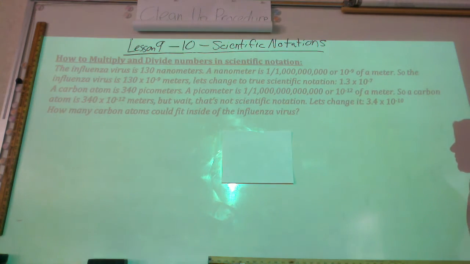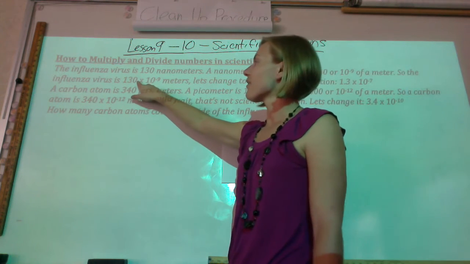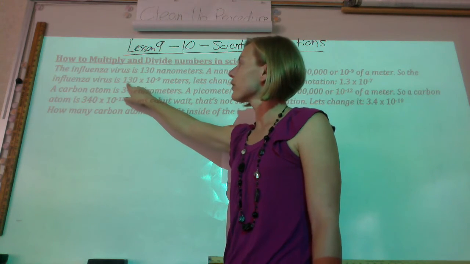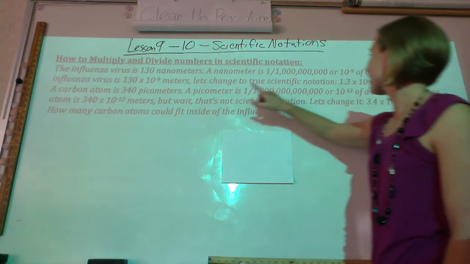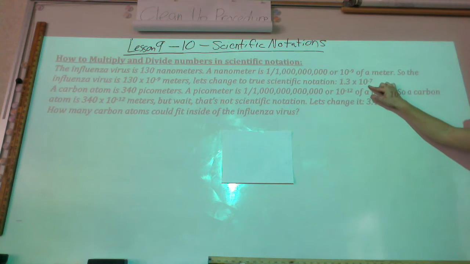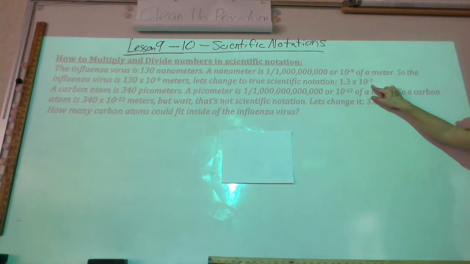Let's change to true scientific notation, which is 1.3 times 10 to a -7. And the reason for that is because here we have 130, so we had to move it over 2 places, making this smaller by 2. So we need to make the exponent bigger by 2. So -9 plus 2 gives us -7.